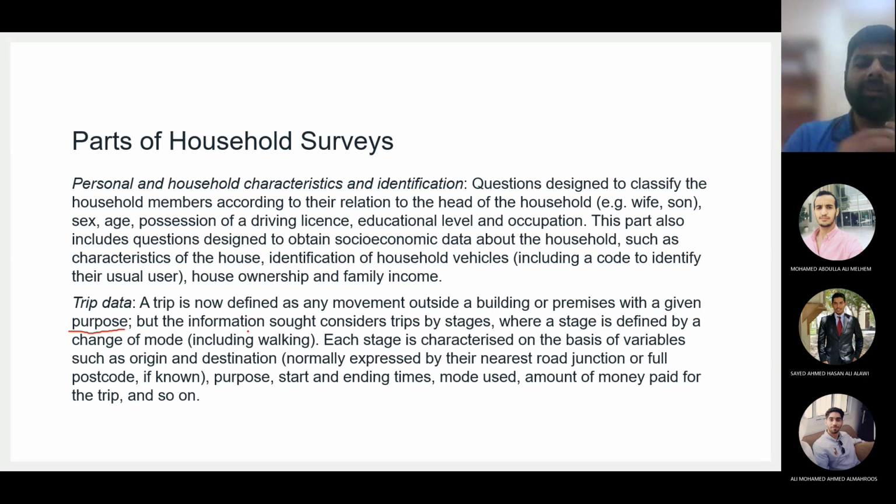So for each stage you must find out. Obviously, if there is no change in mode, that means the complete trip was one stage. If you have multiple modes, then you have multiple stages. For each stage, find out origin and destination. An origin or destination may not mean the exact location. It may mean the reference to any nearby landmark. So if you say city center, that is enough for me, maybe.